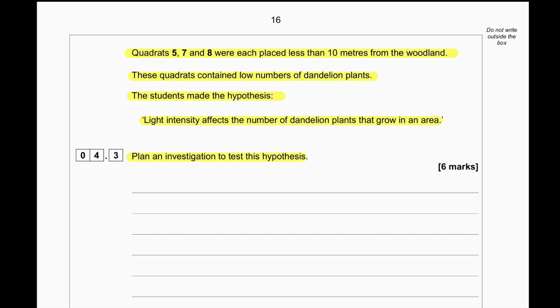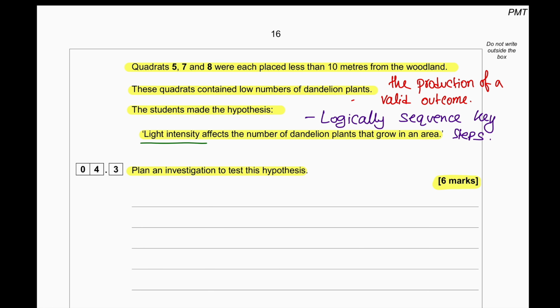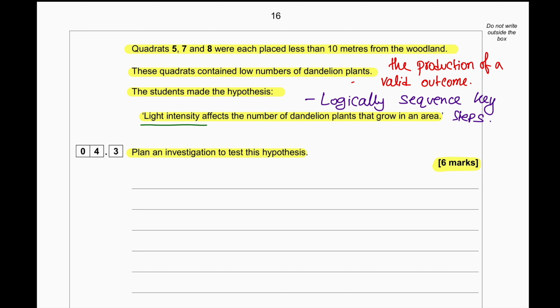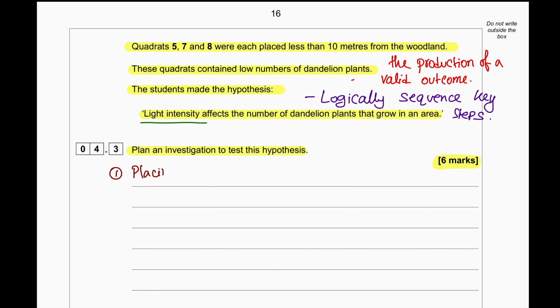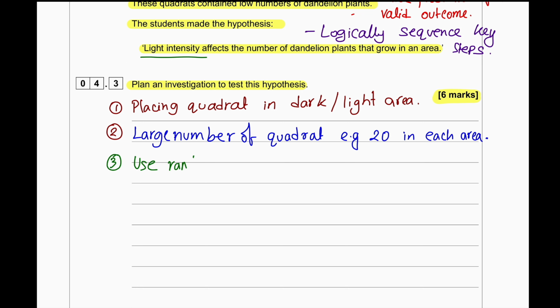This particular question is worth 6 marks, so we will have to make a level 3 response. One of the important things here would be the production of a valid outcome. The other important thing is that the key steps are identified and logically sequenced. We would receive marks for the following points: placing of the quadrants and the number of quadrants used. Since we want this process to be random, we would have to have as many quadrants placed as possible, using a random number generating app.